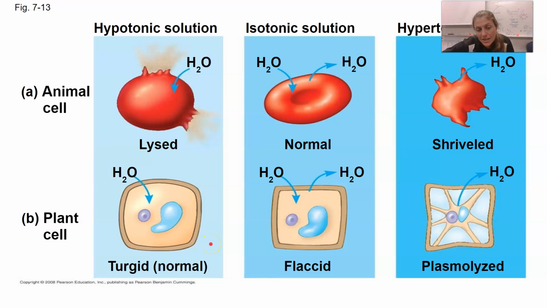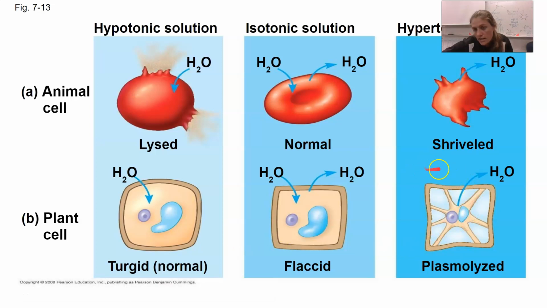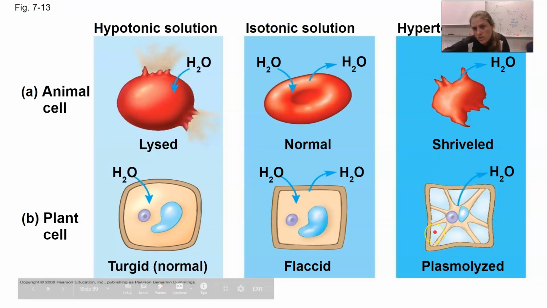Okay, if the other side of that, if the outside environment is too salty, okay, it has high concentration of solute, more so than the plant itself, the water is going to move out of the cell and it's going to do this thing called plasmolyze. Please make sure you know this word, okay? What it means is that the cell membrane has actually pulled away from the cell wall.